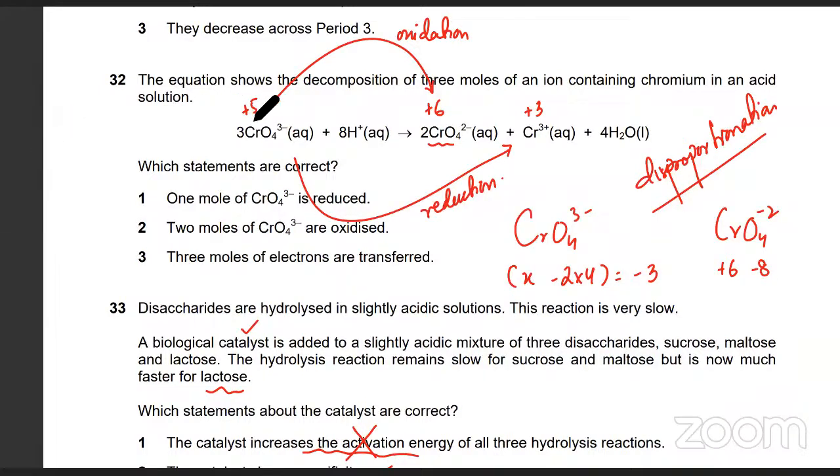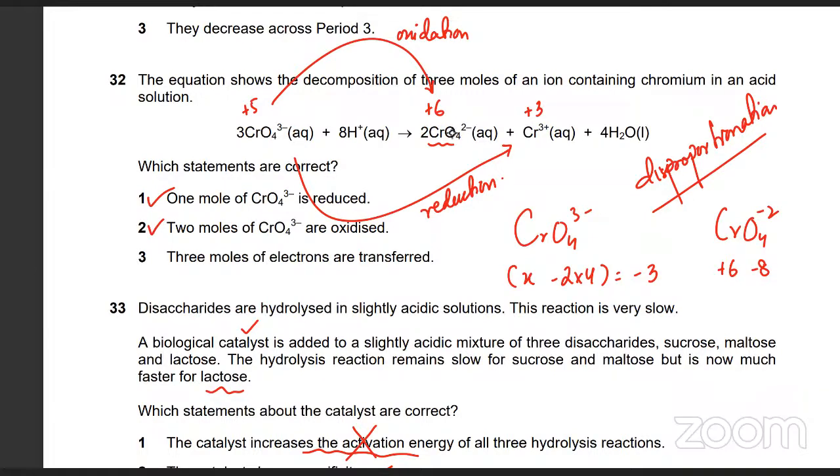So Cr is the one that's going from +5 to +6. How many Crs are going to +6? 2 of them. And how many Crs are going to +3? There's 1 of them. So 1 mole of CrO3 is reduced. That's true because 1 of them gets reduced. So the first statement is correct. 2 of them get oxidized. They change to +6. So that is also true.